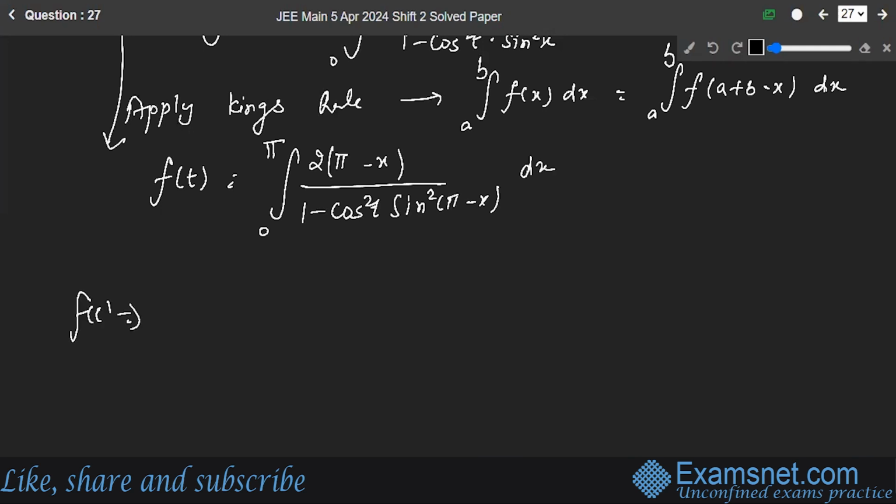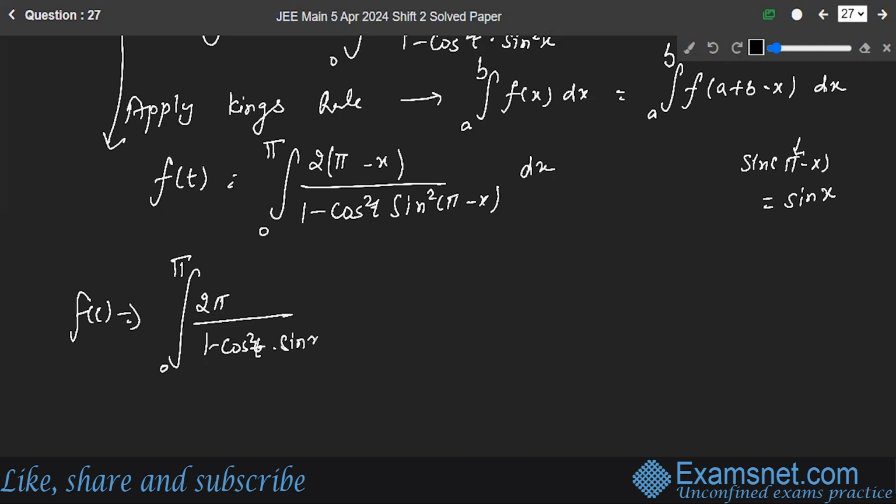Or this f of t will be given by 2 pi integral 0 to pi of 1 minus cos square t into sine square pi minus x. See, sine pi minus x is equal to sine x only, because pi will not change the trigonometric ratio, and pi minus x comes in the second quadrant where the sign is positive. So this will also be positive only. Sine x, it will be sine square x only. Okay, minus 2x upon 1 minus cos square t sine square x dx from 0 to pi.